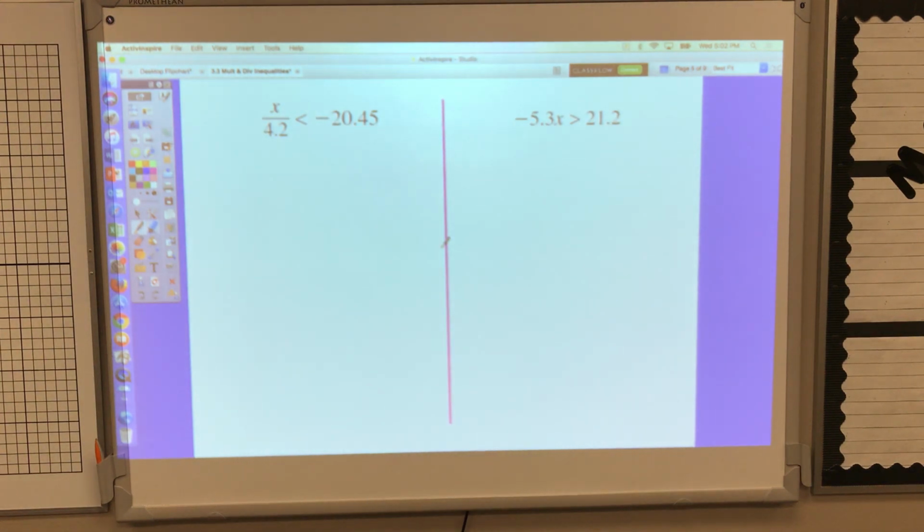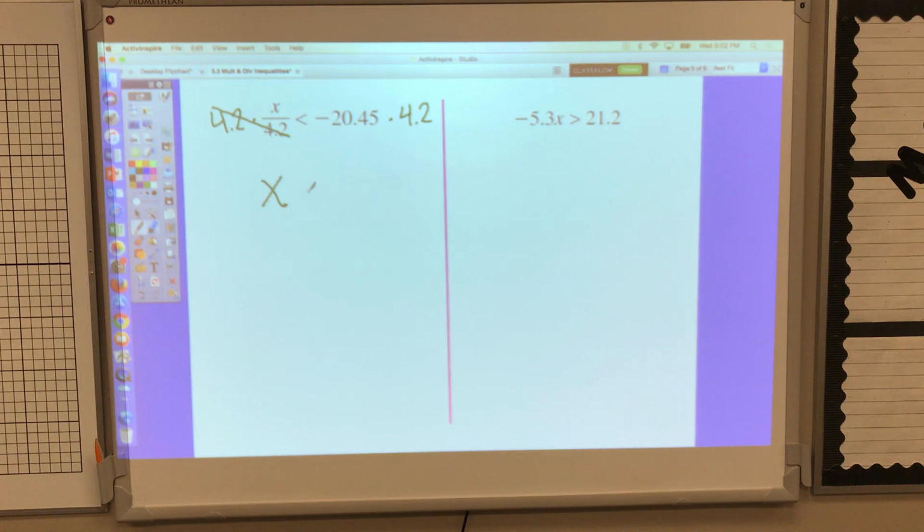Same thing is true for decimals. Okay, if I want to isolate x in this problem on the left, right now I'm dividing by 4.2. The way to undo that is to multiply both sides by 4.2. So I'm multiplying both sides of that problem by 4.2. What happens is that original 4.2 on the left side cancels out, and I'm left with x.